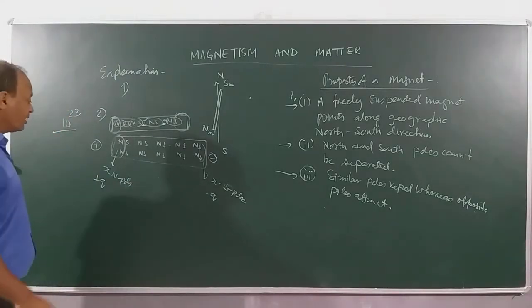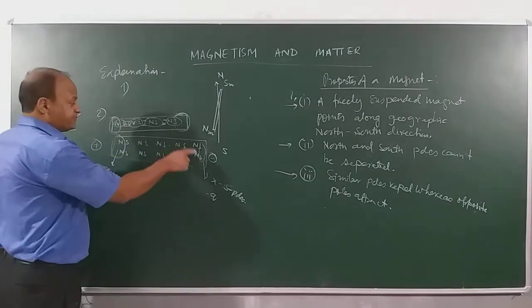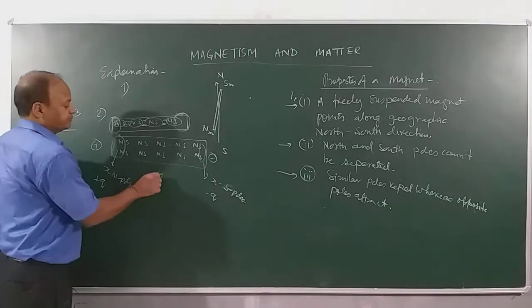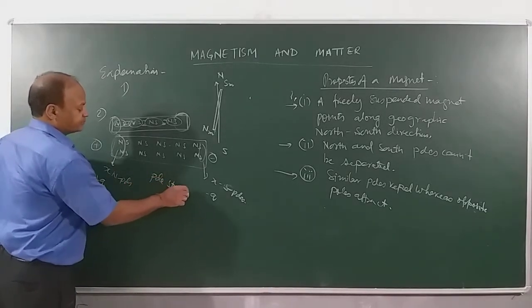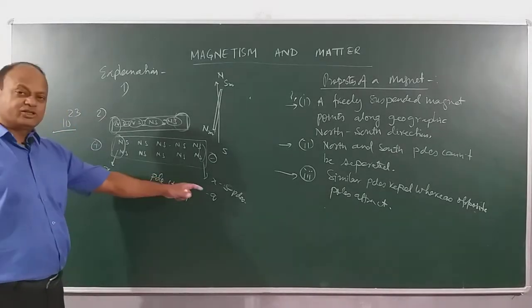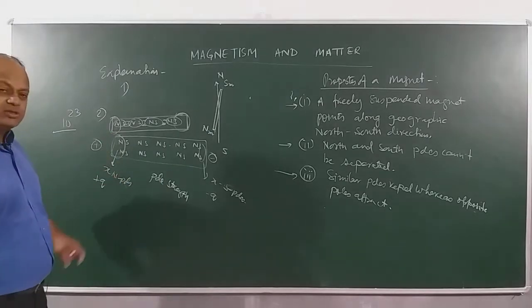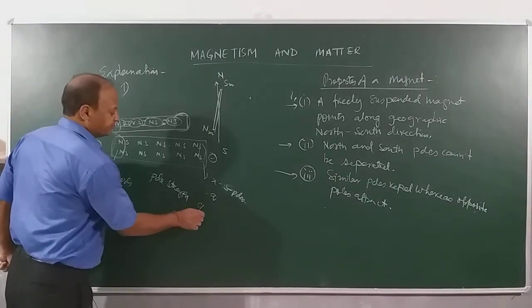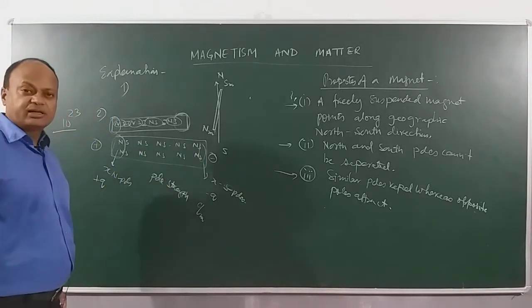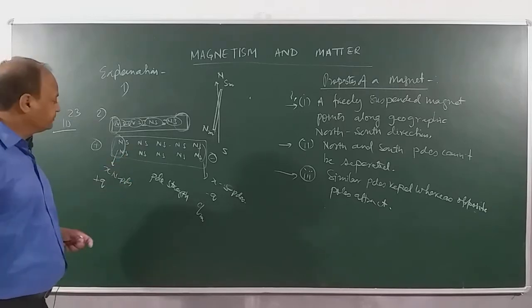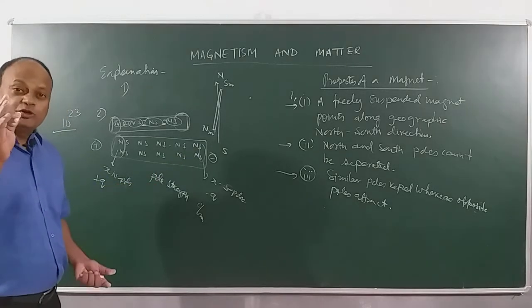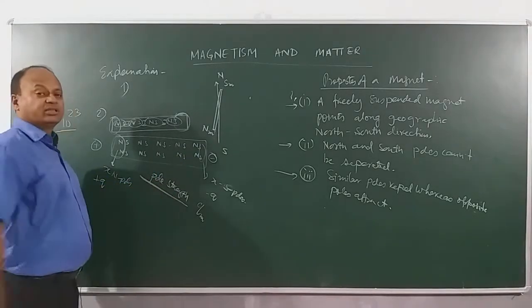Now, the number of unneutralized poles is called pole strength. We will be using this term, pole strength. Pole strength is like charge, where charge is plus q and minus q. So the number of unneutralized north poles we write as qm, and the same number of unneutralized south poles will also be there, right? So we see the analogy here that there will be as many north poles as south poles, and the number of unneutralized poles is called pole strength.